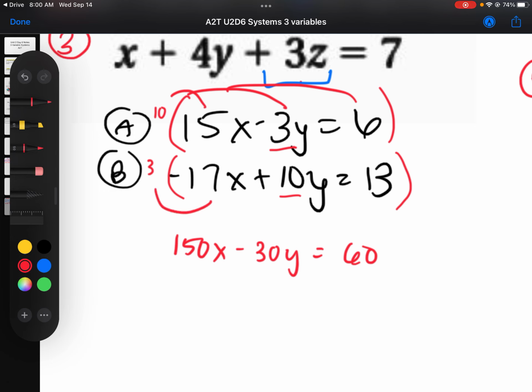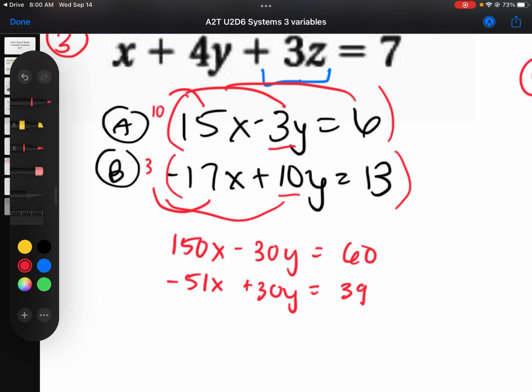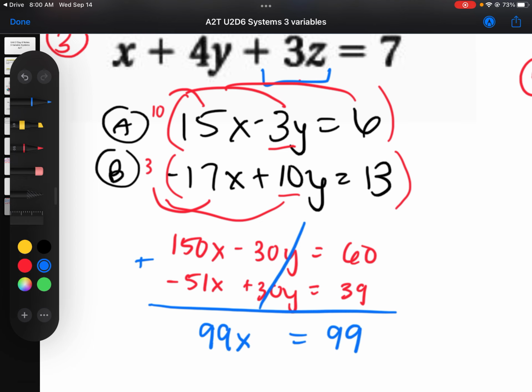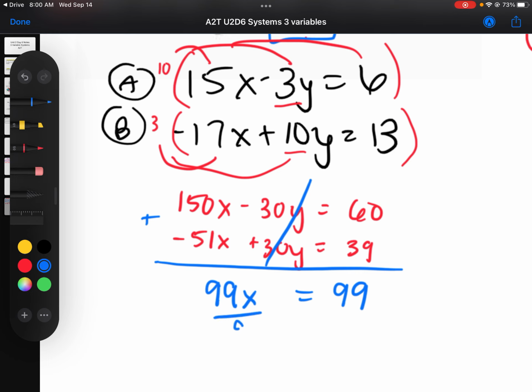Then distribute the 3. So I have 3 times negative 17 is negative 51x plus 30y equals 39. Add these. So 150 minus 51, or plus negative, is 99x. These cancel, equals 99. Divide by 99. X equals 1.